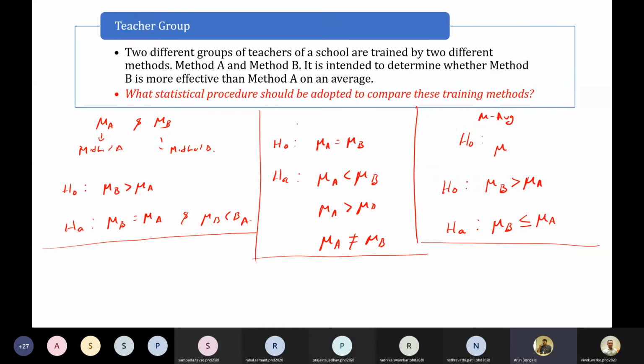Prajakta ma'am, you are telling something. What do you think out of these three, which is right? The null hypothesis. Average. This is what is stated in it. So you are saying that this is right. Yes, sir. Okay. Anybody else?